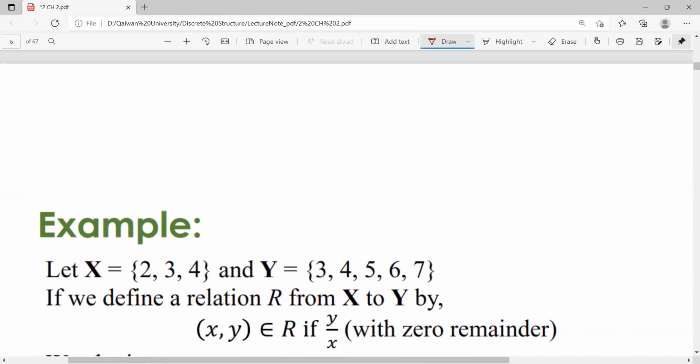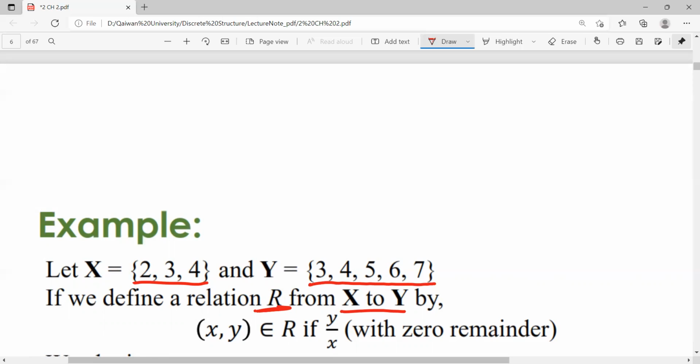We have 2 sets. X is 2, 3, and 4. Y is 3, 4, 5, 6, and 7. It says define the relation R. R is our relation from X to Y. Look, it says from X to Y. It's different from saying from Y to X.